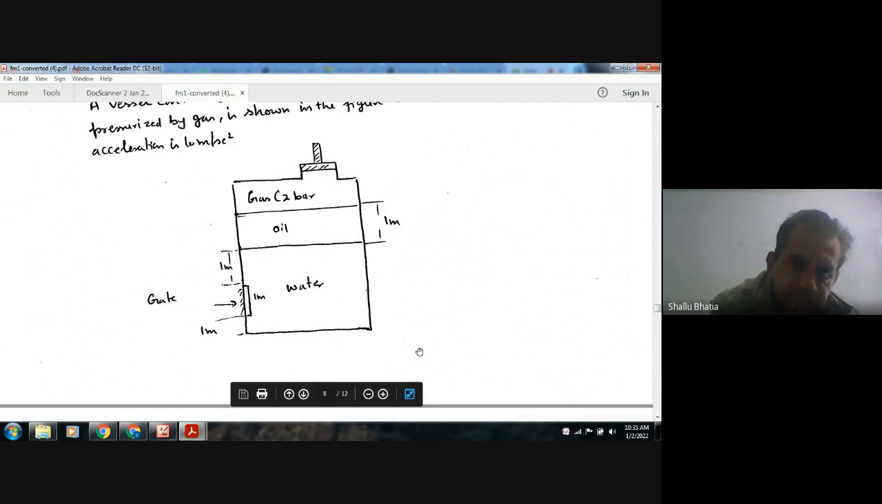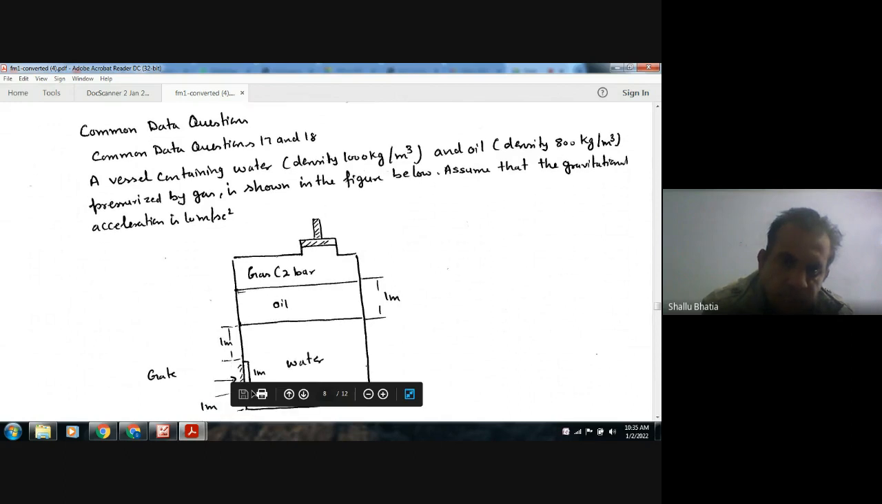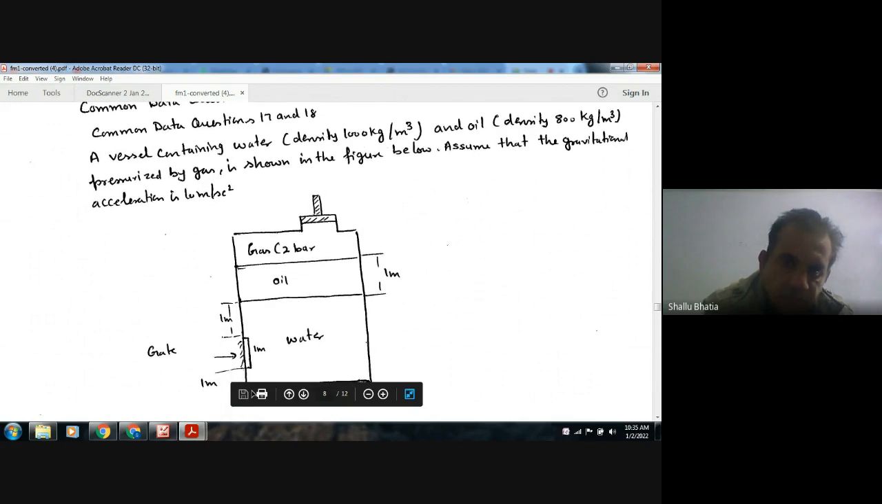So this is the figure given. Here the gas pressure is 2 bar. And here the density of oil is 800, okay. And this is water. This is 1 meter. This is 1 meter. Okay. And this is oil.